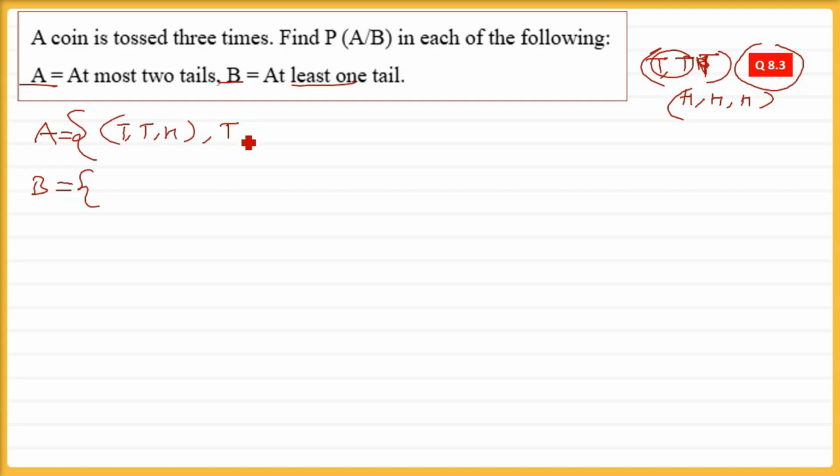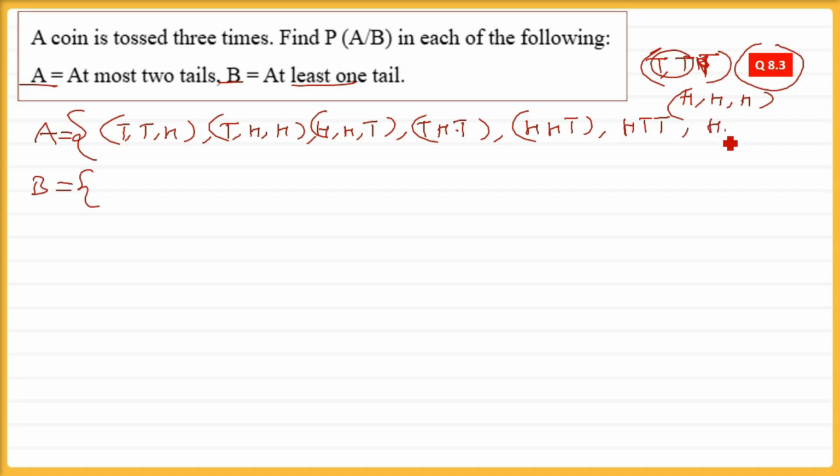So I'm writing all of them. TTH. Whenever I'm saying T, it's tail. Whenever I'm saying H, it is head. So TTH, THH, HHT, THT, HHT, HTT, HHH. Let's use the comma here.